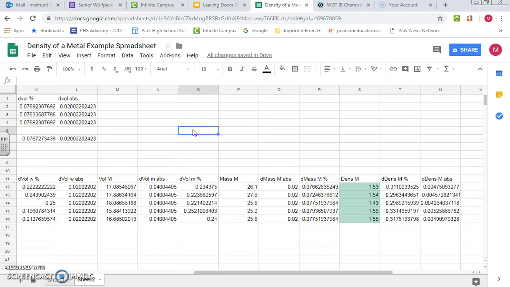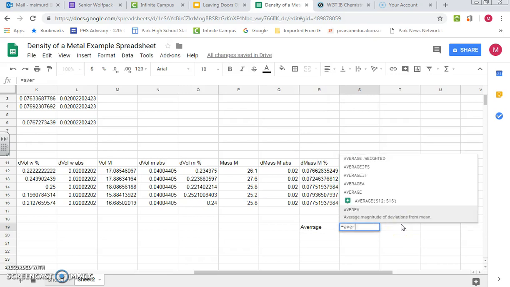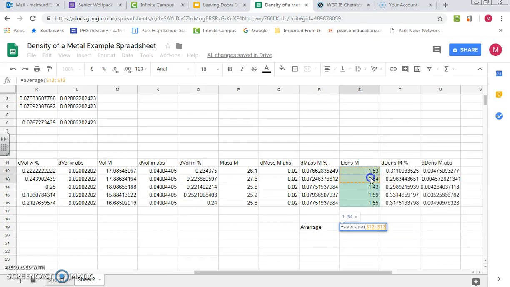That is the end of this, and you should have enough numbers now to go ahead and calculate out your part 2. Oh yeah, one last thing. You might want this. I spelled average wrong, but forgive me. Equals average, open parenthesis, and I can take the average of those density values, and there's my average density. And if I want my average of these values, I can just do this little fill here, and it just took the average percent uncertainty of my density and my average absolute uncertainty.